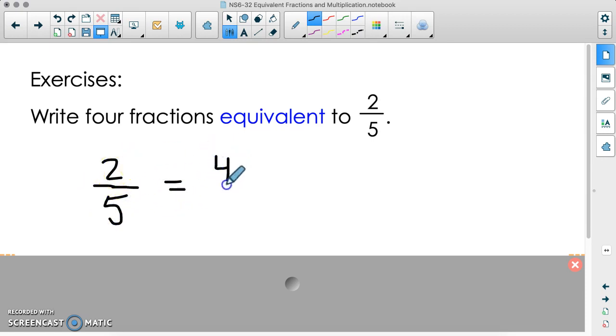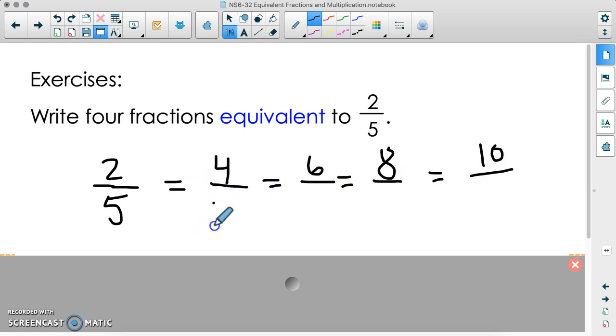So I'm going to go 4, 6, 8, 10. Now I need to skip count by fives on the bottom. So 10, 15, 20, 25. So these fractions are all equivalent to 2/5. They're all the same.